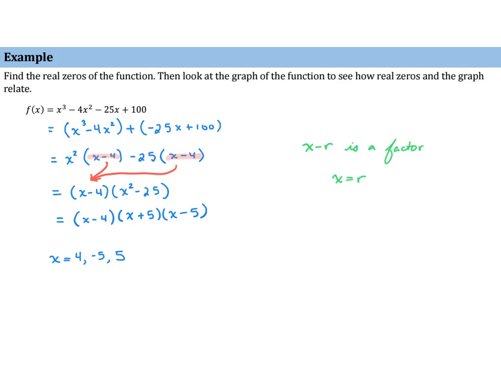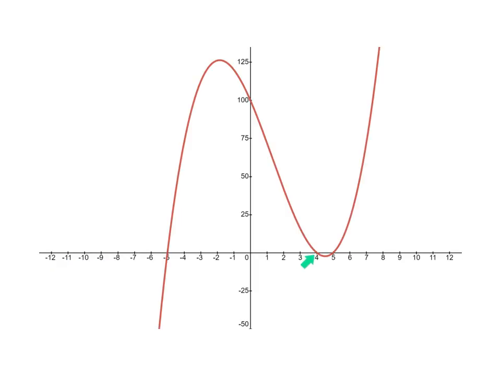Now let's look at how the graph relates to these zeros. So 4, negative 5, and 5. So if we look, we have x equals 4, x equals negative 5, and x equals positive 5. So we see the x-intercepts correspond to our real zeros.